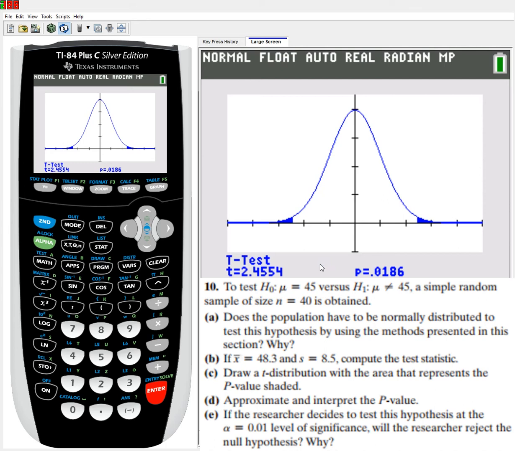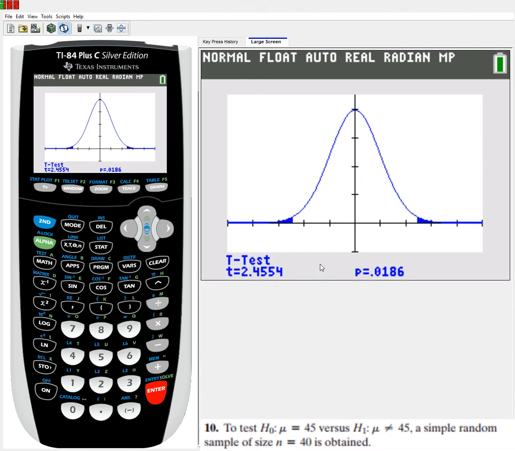So that means that we do not have enough information to reject the null hypothesis, and this is because our p-value is greater than alpha. If instead the researcher wanted to test against 0.05, then we would reject, because the p-value 0.0186 would be less than 0.05. So it always does depend on your alpha level. This one's close, but based on the alpha level provided, we don't have enough evidence.